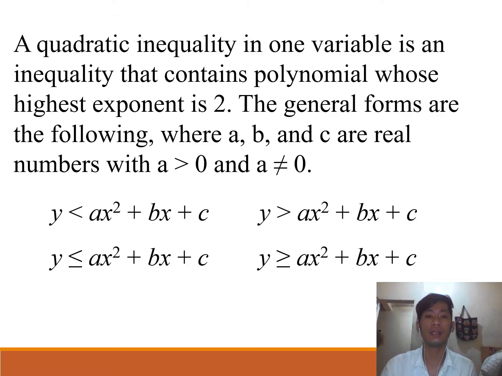Let's define quadratic inequality. A quadratic inequality in one variable is an inequality that contains a polynomial whose highest exponent is 2. The general forms are the following, where a, b, and c are real numbers, and a is not equal to 0. So these are the standard forms. We have y is less than ax squared plus bx plus c. We have y is less than or equal to ax squared plus bx plus c. We have y is greater than ax squared plus bx plus c, and y is greater than or equal to ax squared plus bx plus c.